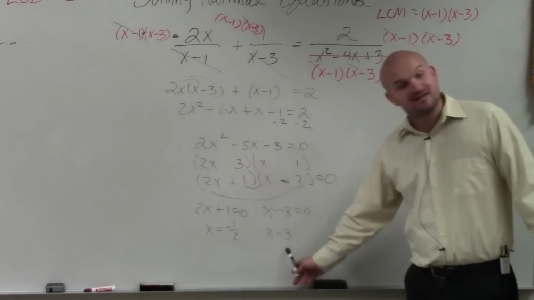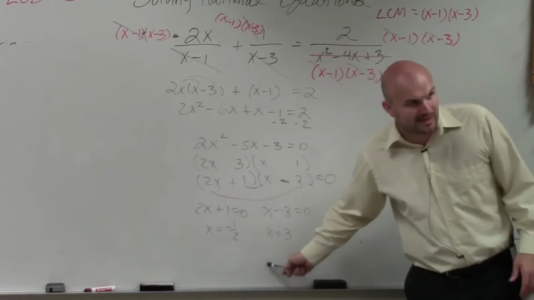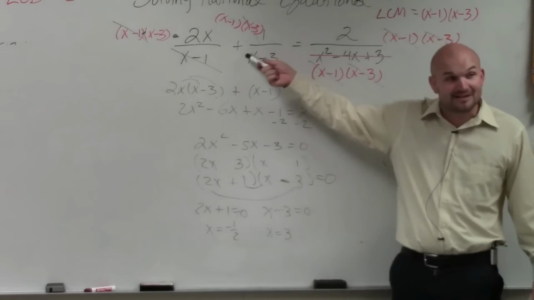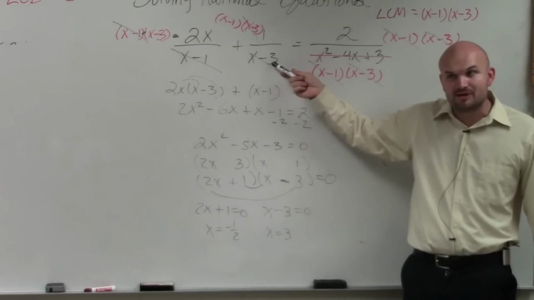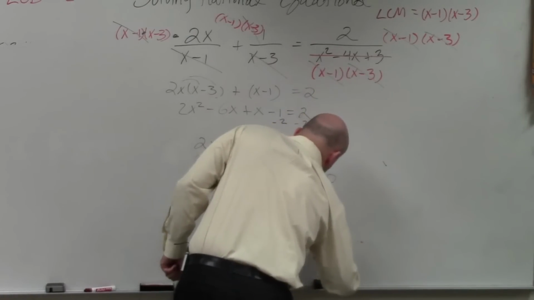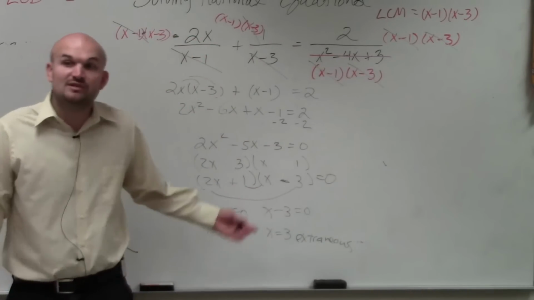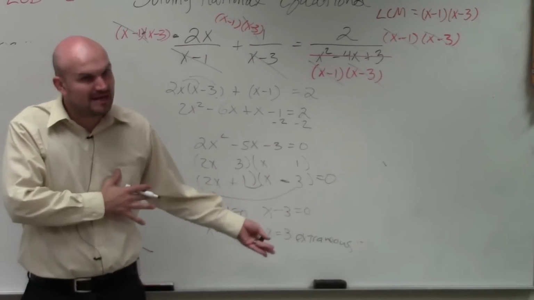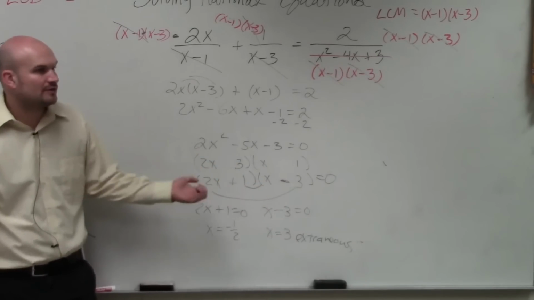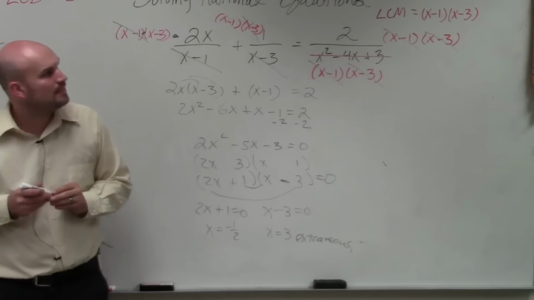And guess what? When I take my solution 3 and plug it back into my equation, you can see that I get the denominator 0. So therefore, this solution is what we call extraneous. Even though it's a solution, it's not a part of the domain. It's not actually a point on the graph. So it would just have negative 1/2, which does not make any of the denominators 0. OK?